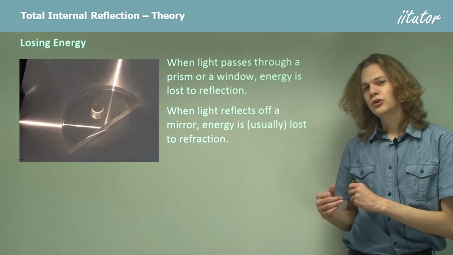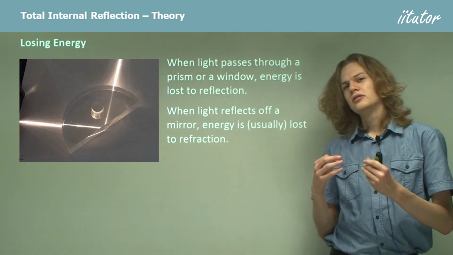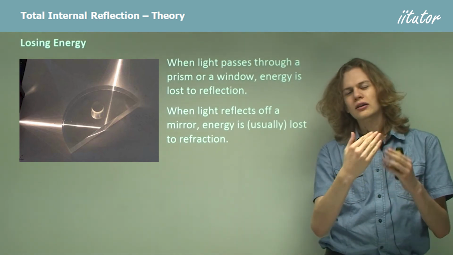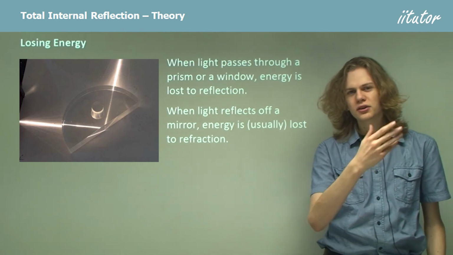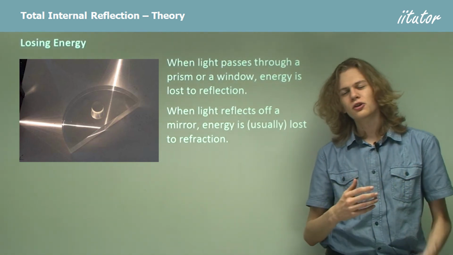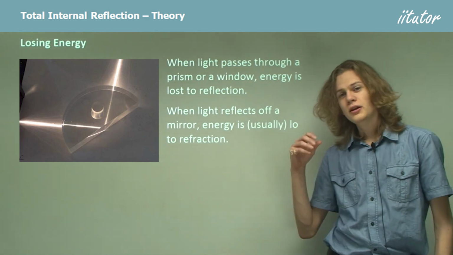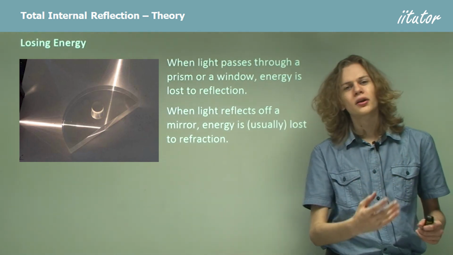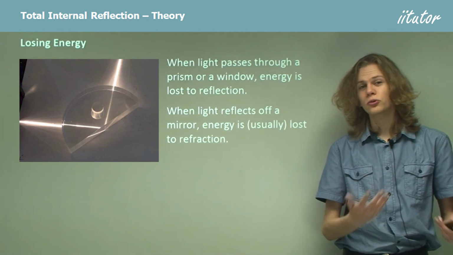Of course, if we try to reflect light off a mirror, then some of the energy will refract and go through the mirror and be transmitted to the metal behind it. And so in that case, instead of losing energy to reflection, we're losing it to refraction. Light is being transmitted forward through the mirror instead of bouncing back like we want it to.